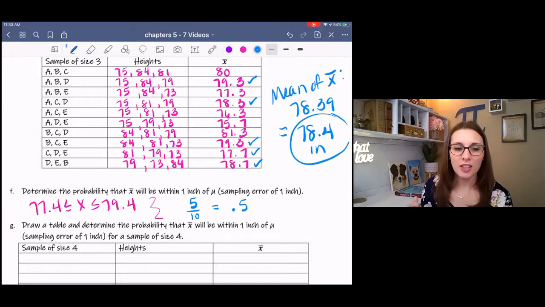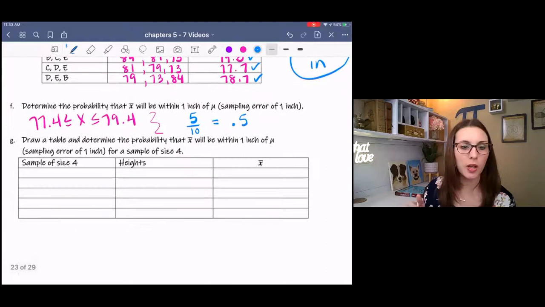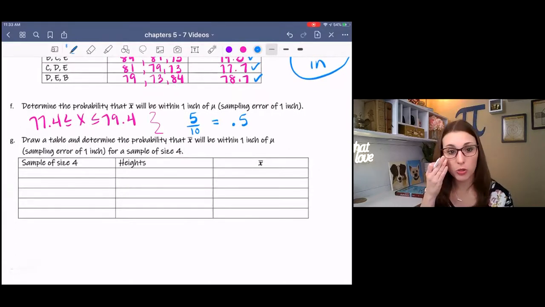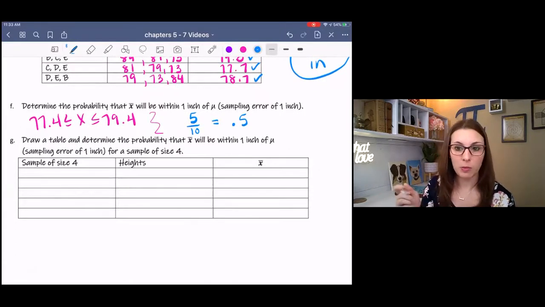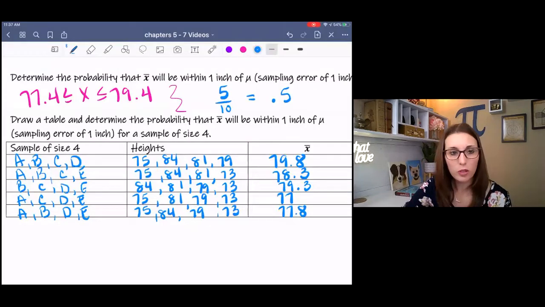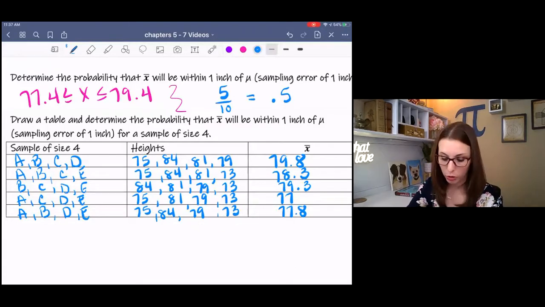Okay. So the next one, we're doing samples of size 4. And I left it blank this time. So I want you to go ahead and try to form your samples and then find the sample means. Pause it, try it, come back. So for your sample means, you should get these values. Go ahead and check and make sure you got all the groups correct and then wrote down their values correctly and got your sample means.